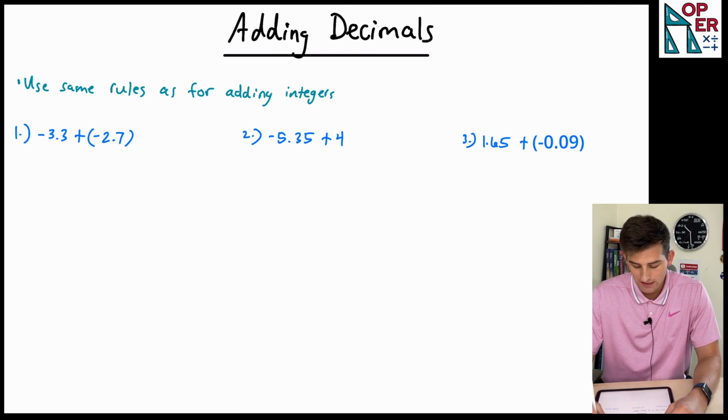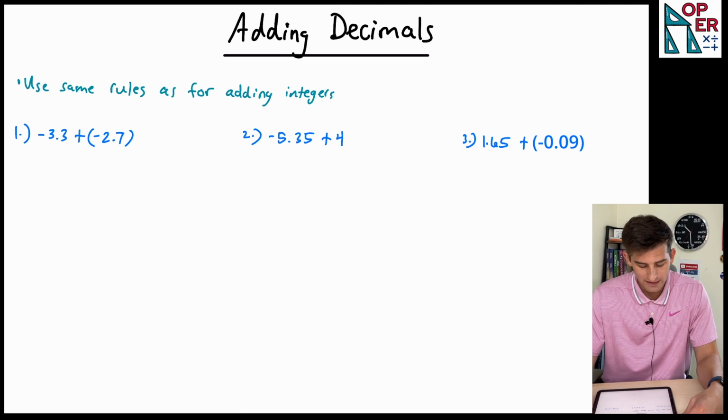When we look at these three examples today, in example number one we have two negative decimals. In number two and number three, we have one positive and one negative. We'll review those rules throughout this video, but feel free to check out that previous video to see a little more in-depth description of those rules.